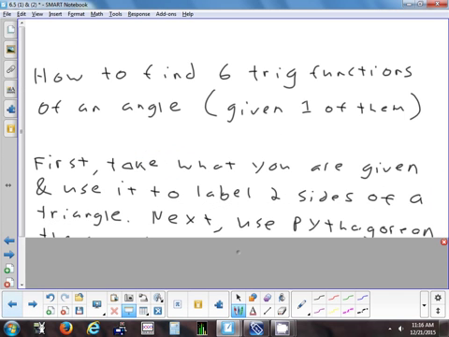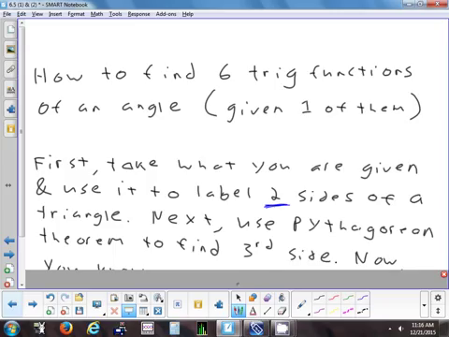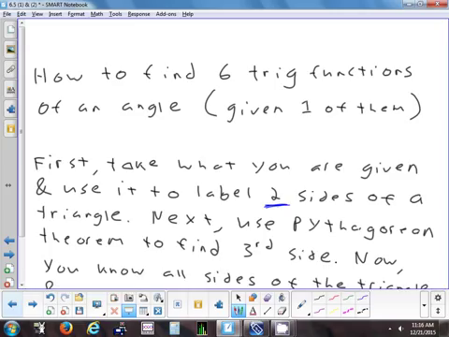So what we're going to do is take the information that we're given, and it's going to be enough to label 2 sides. In the case of what Aiden just said, the opposite and the hypotenuse. And then if we know 2 out of 3 sides, you could just use the Pythagorean Theorem to find the 3rd side. And now you have all the sides in the triangle, so you can find anything you want.